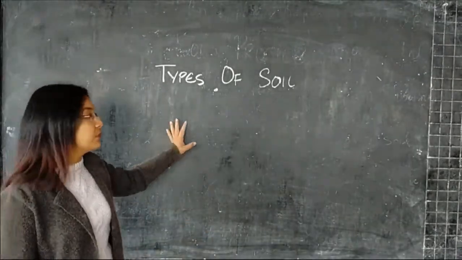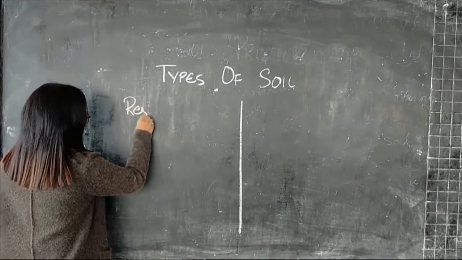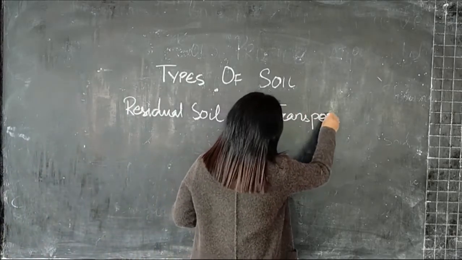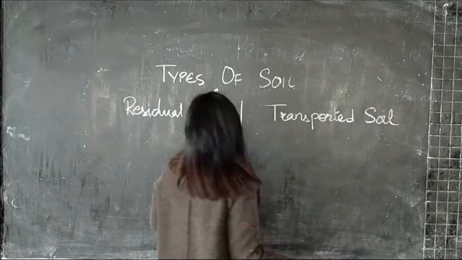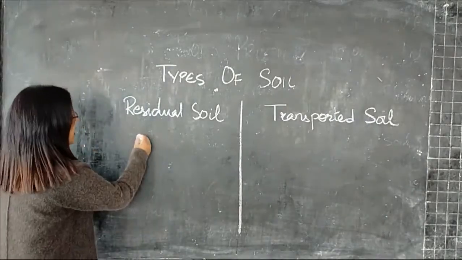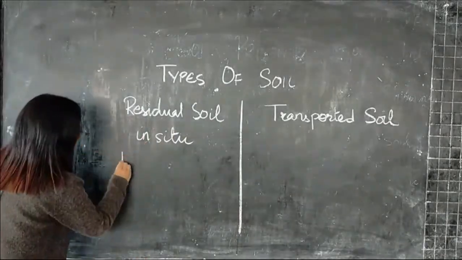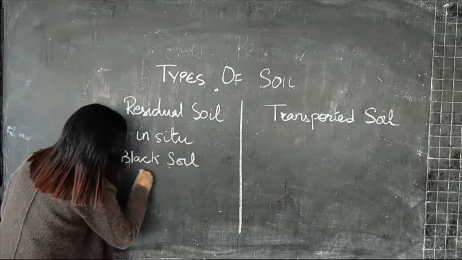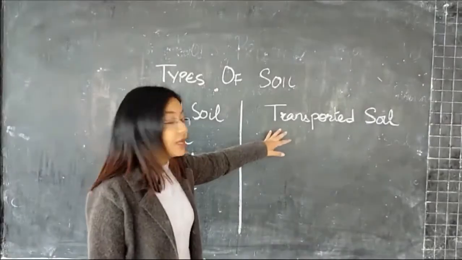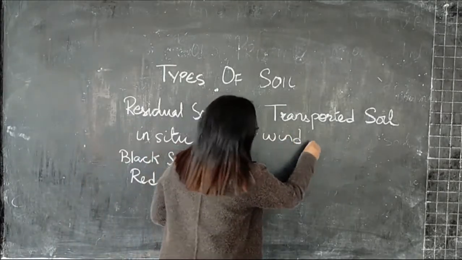Now let us move on to the other type of soil according to their formation. When we talk about the soil according to their formation, there are 2 types: residual soil and transported soil. When we talk about the residual soil, these soils are found wherever they are formed, so they are also called in situ. For example, we have the black soil, red soil, etc. When we talk about the transported soil, these are those soils which are carried down by the agents of gradation, such as wind, water, etc.